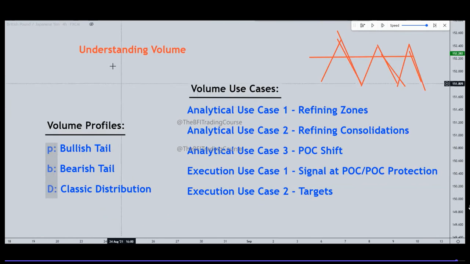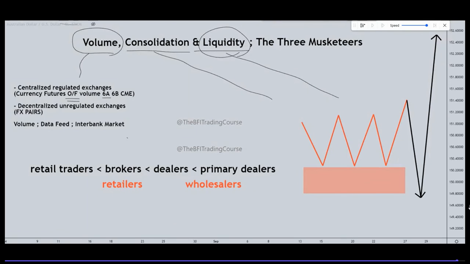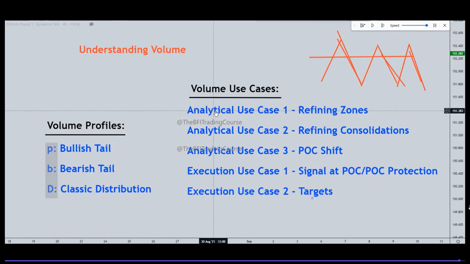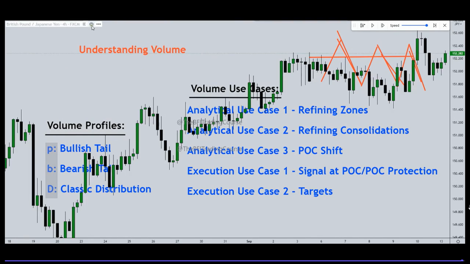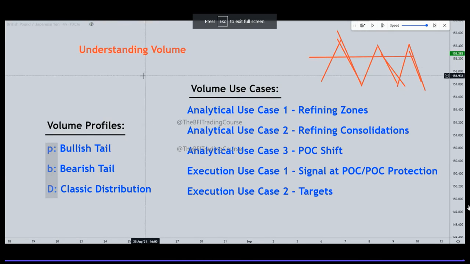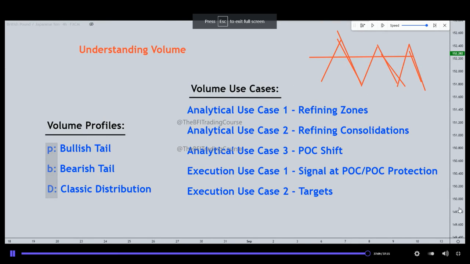Okay, so many ways we can use this volume, but volume, consolidation, liquidity, they all get tied up together. Understanding it, using it properly, whether it's to refine your technical analysis, whether it's to find an entry, or whether it's maybe to find a target, volume can be a big tool for the trader. Although you can trade on pure price action candles, price action along with the volume, and these volume confirmations can really take your trading to the next level.